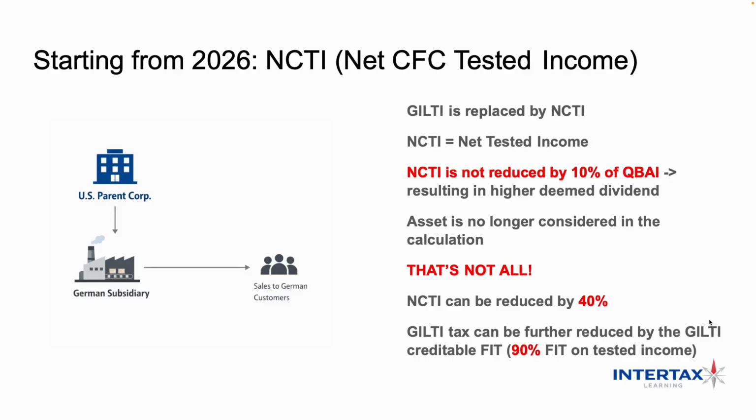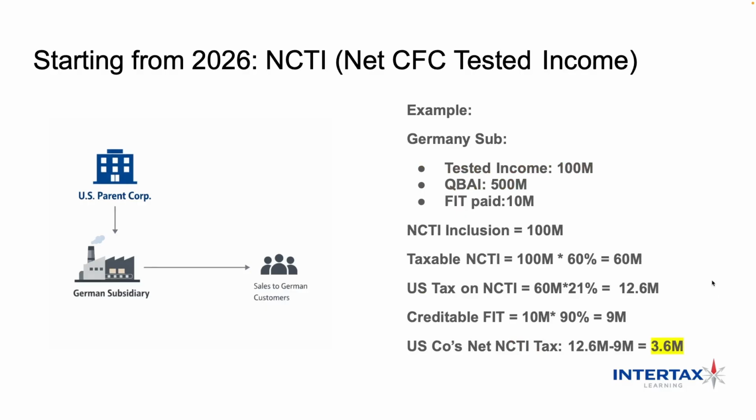NCTI also comes with a different deduction and a different foreign tax credit percentage. Under NCTI, you get a 40% deduction instead of 50%. You get a 90% foreign tax credit instead of 80%. Let's run the same example. The German sub's tested income again is 100 million, QBI is 500 million, foreign income tax paid is 10 million. Our inclusion now is just the 100 million. We're not reducing it by 10% of QBI.